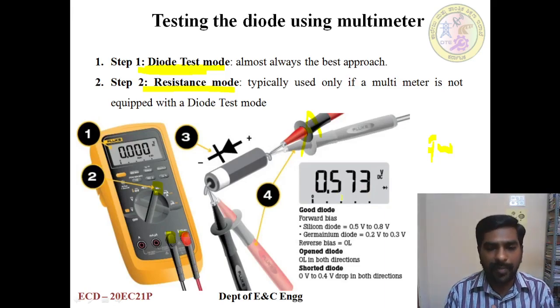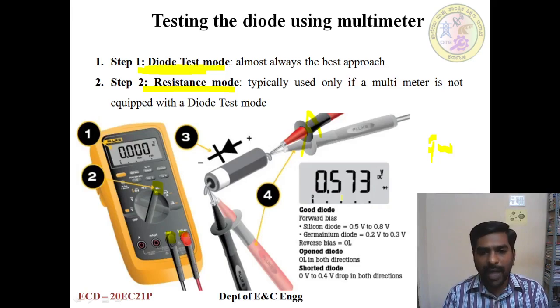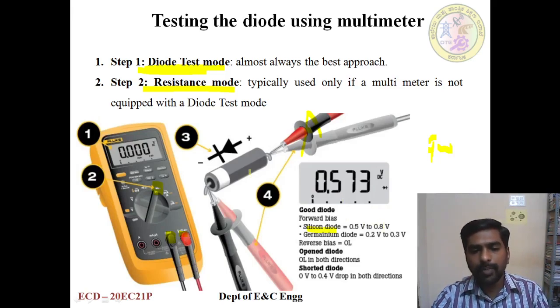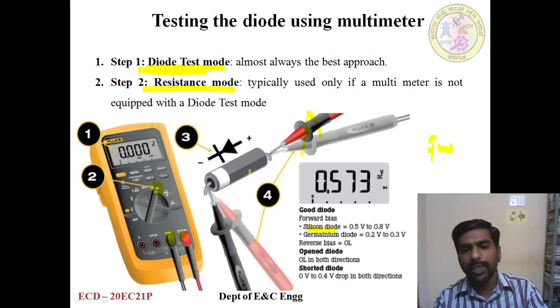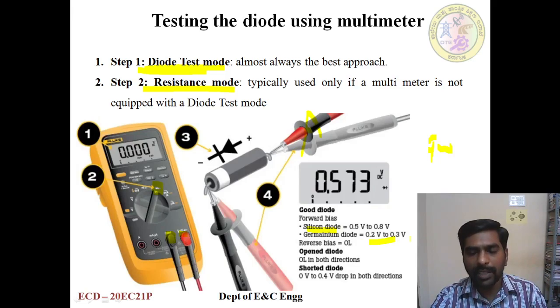It's not a constant. Assume that it is not a constant. The value varies from 0.5 to 0.8 if it is a silicon diode. Whatever diode is manufactured based upon silicon, the value varies from 0.5 to 0.8. If it is a germanium diode, it varies from 0.2 to 0.3 volt.